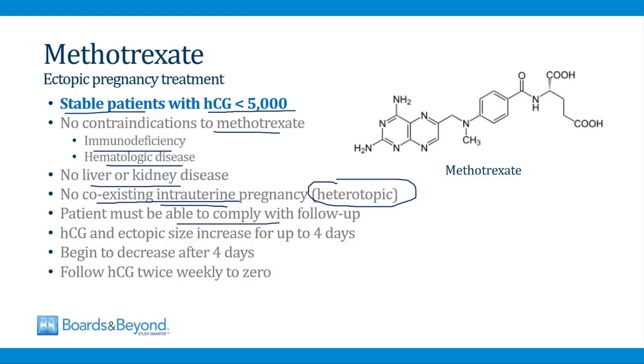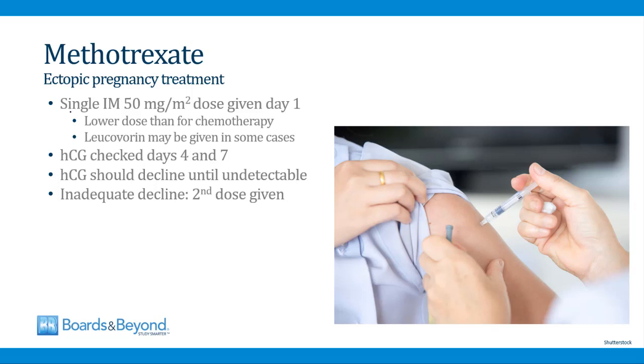After you administer methotrexate, the HCG and ectopic size will actually increase for the first 4 days, but then they will begin to decrease, and you have to follow the HCG level twice weekly until it goes to 0. If it doesn't fall to 0, the patient may need surgery because methotrexate was unsuccessful. The way methotrexate is administered in women with ectopic pregnancy is as a single intramuscular dose of 50 milligrams per meter squared given on day 1.